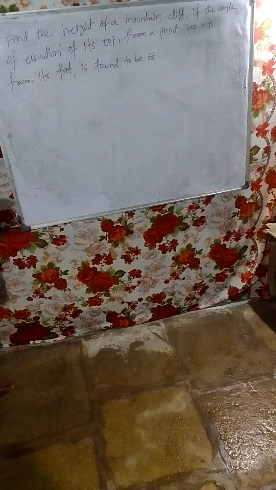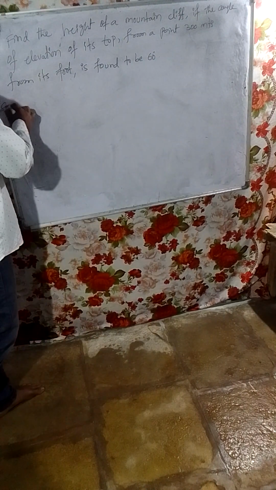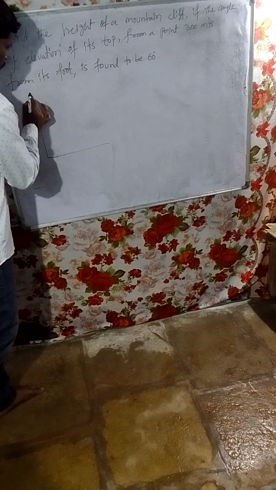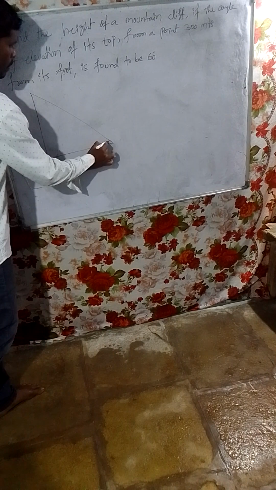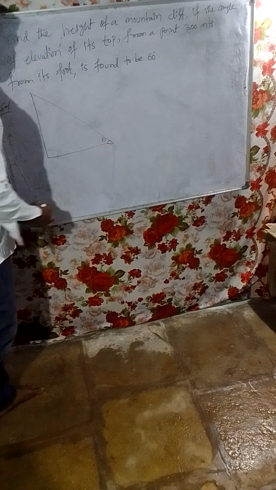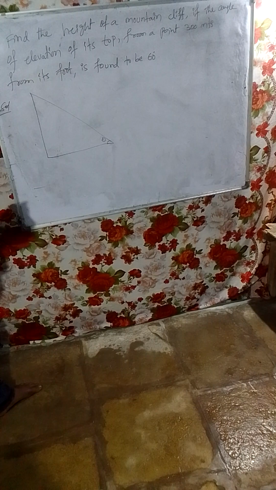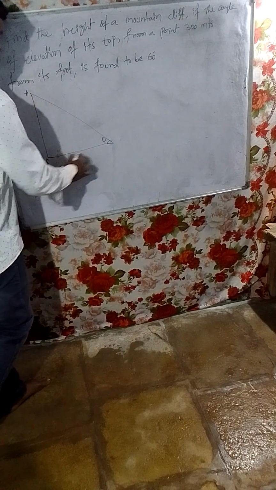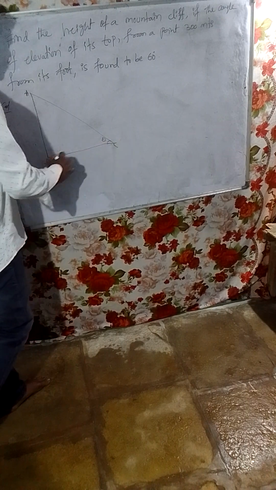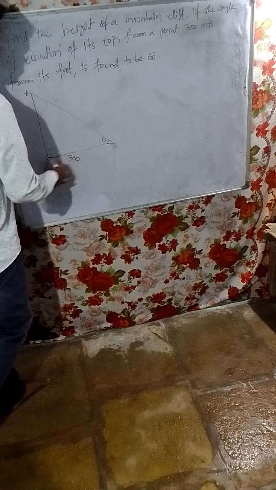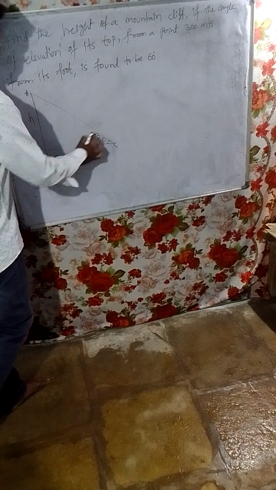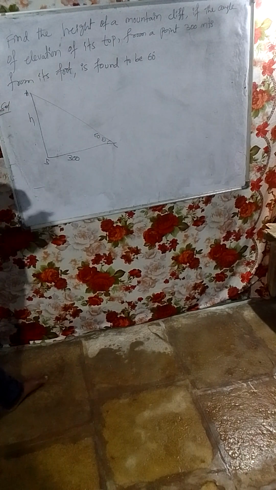Find the height of a mountain cliff. The angle of elevation of its top from 300 meters. Then the height we don't know. The angle is 60 degrees, found to be 60 degrees. We should find the height of the mountain.